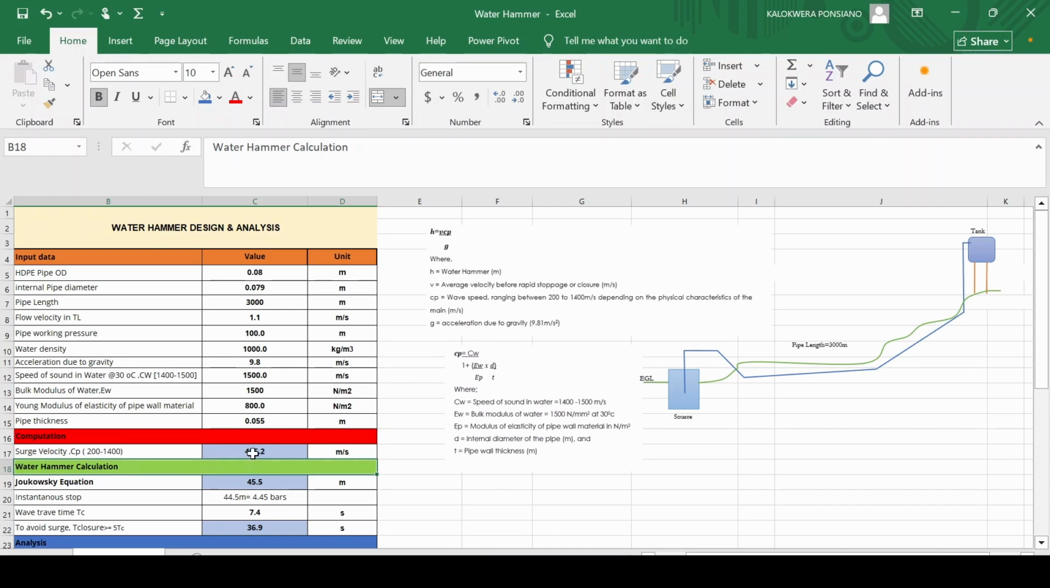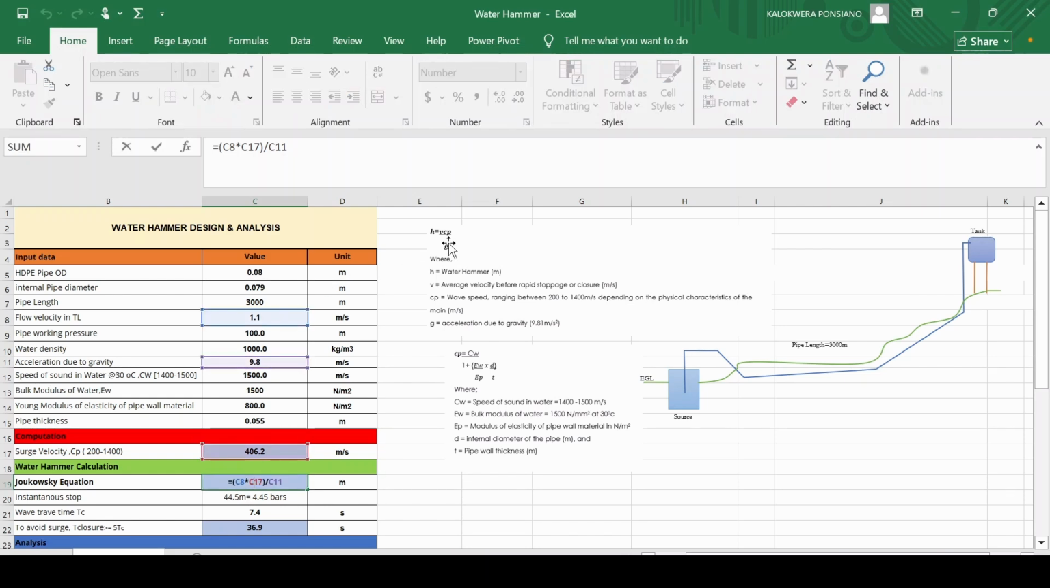Now we can bring this value up here and do our calculation of the water hammer. Since we said water hammer using Joukowski's equation is V CP divided by G, our V value is the velocity, which is 1.1, times the CP, the surge velocity we just calculated, which is 406.2, all divided by G, acceleration due to gravity, which is 9.8, and this gives us a value of 45.5 meters.